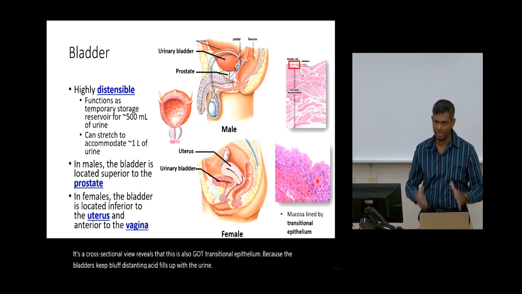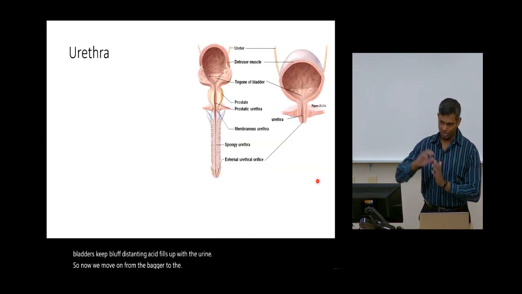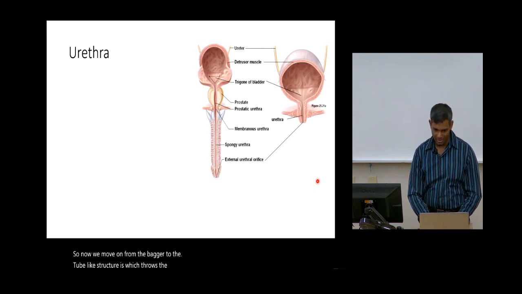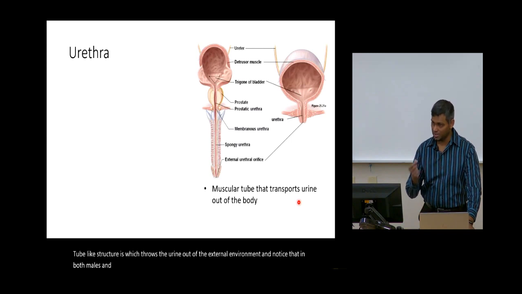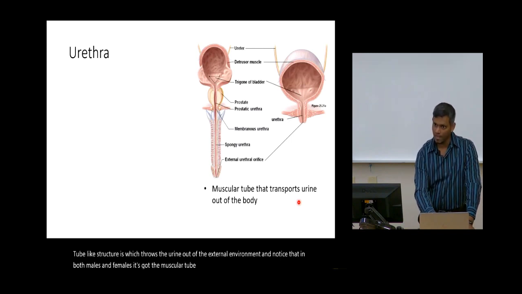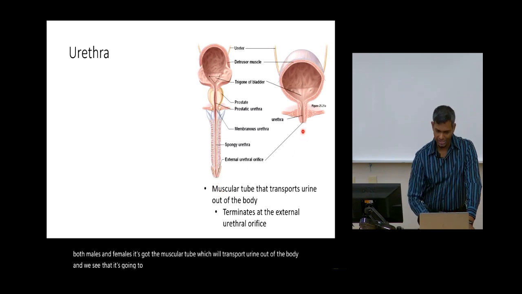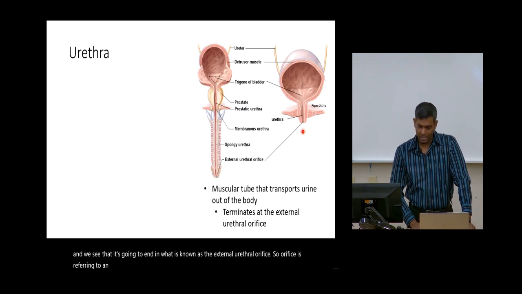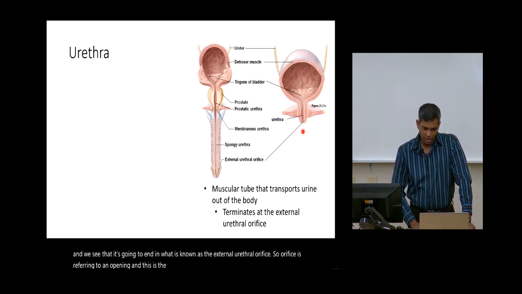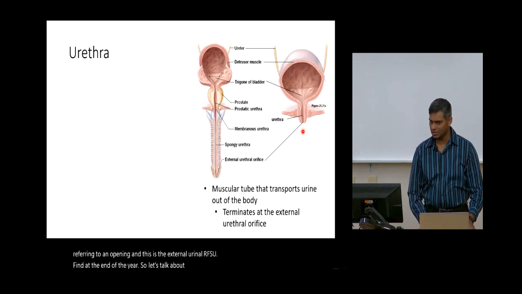So now we move on from the bladder to the urethra, the tube-like structure which throws the urine out to the external environment. And notice that in both males and females, it's a muscular tube which will transport urine out of the body, right? And it ends in what is known as the external urethral orifice. Orifice refers to an opening, and this is the external urethral orifice you find at the end of the urethra.